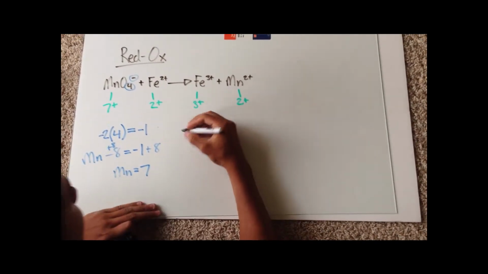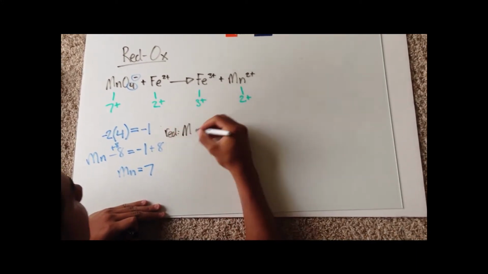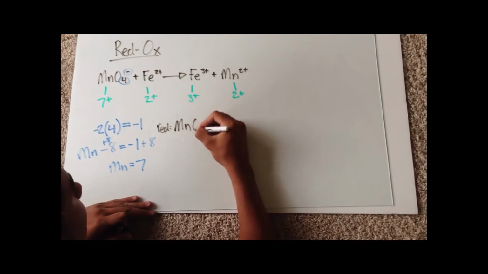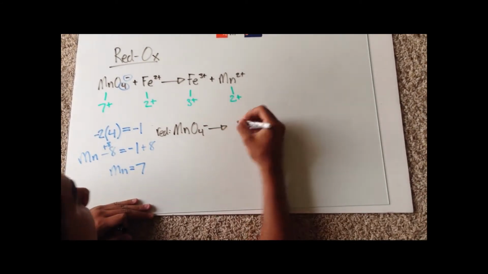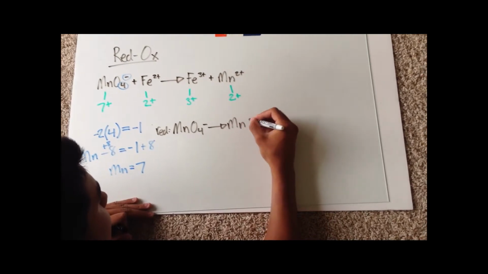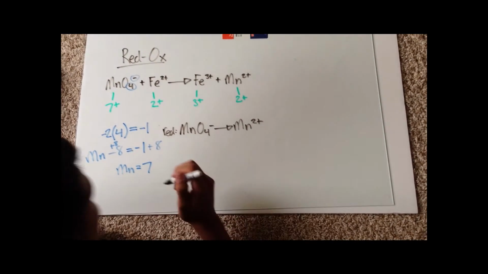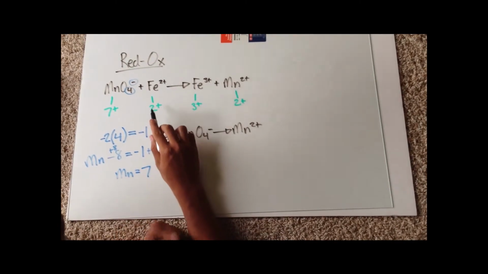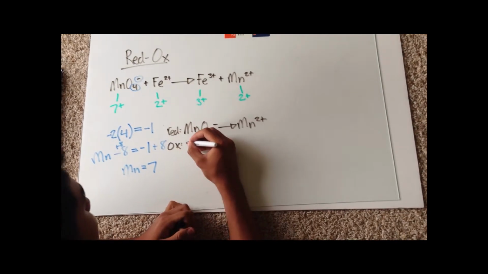So your reduction half would be MnO4 minus yields Mn2 plus. Obviously, your other side would be your oxidation, but that's because it goes from 2 to 3. It goes higher.